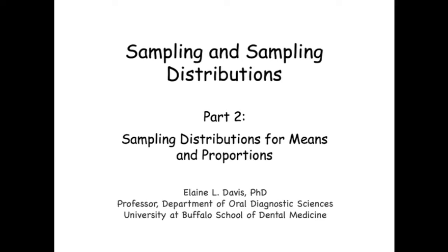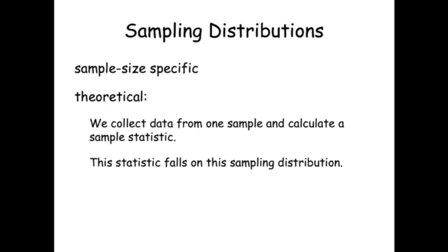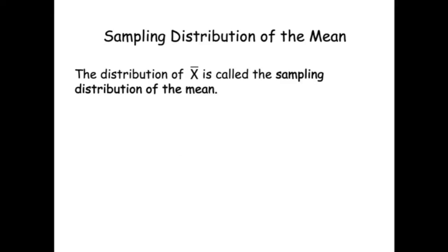This video looks more closely at sampling distributions. Sampling distributions are sample size specific. They're also theoretical. When doing research, we draw one sample, then calculate a sample statistic. This statistic falls somewhere on the sampling distribution, the distribution of all possible values for the statistic. When the statistic is a mean, this distribution is called the sampling distribution of the mean.